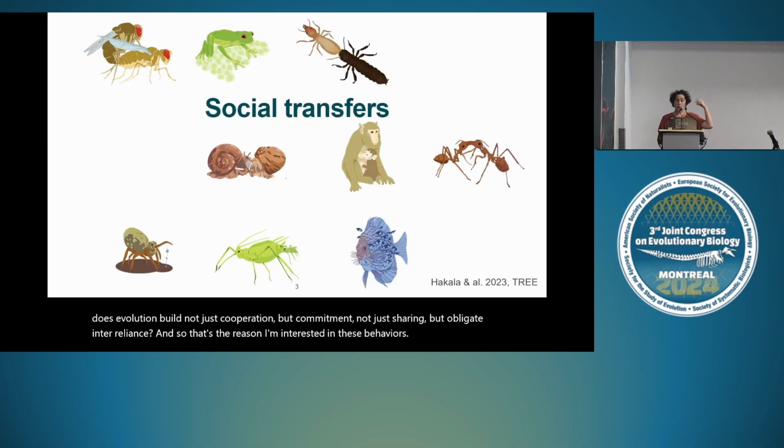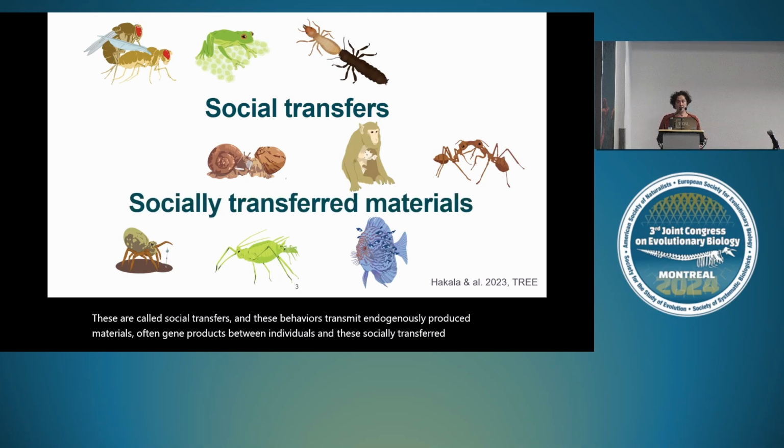These are called social transfers. These behaviors transmit endogenously produced materials, often gene products, between individuals. These socially transferred materials, things like milk or egg or ejaculate, are passed between conspecifics, and they bring about a direct physiological response in receivers, typically bypassing sensory organs. So things like pheromones don't count.